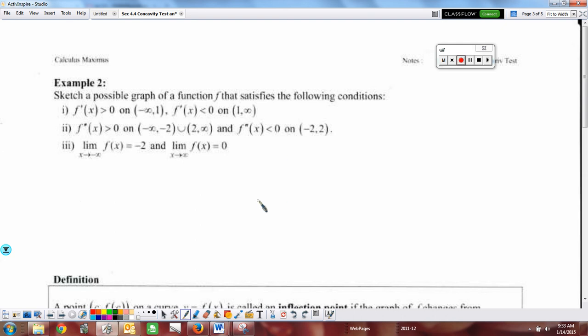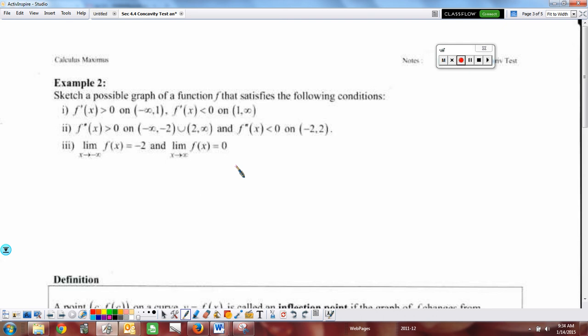All right. Now let's go through this. If I've given you some information, this is also a preview of section 4.6 where we're getting into curve sketching. I'm going to give you basically a description of what this graph is doing, and your job is to determine what the picture will look like. So let's take a look at each of these parts and see if we can reconstruct and sketch the graph.